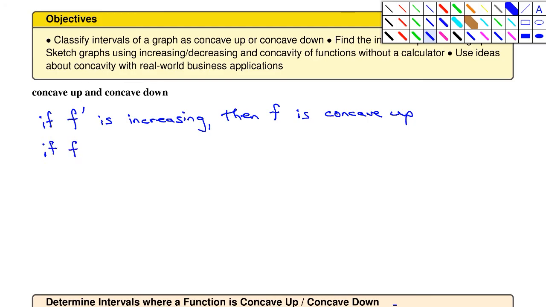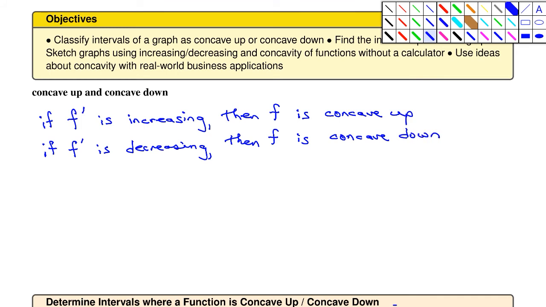And alternatively, if f prime is decreasing, then f is concave down.